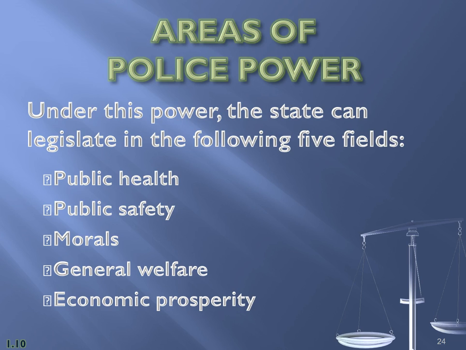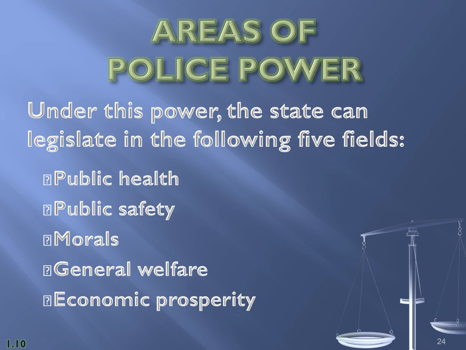So, areas of police power. Under this power, the state can legislate in the following five areas: public health, public safety, morals, general welfare, and economic prosperity. Those are things that the state can regulate. Now, your important one would be number 2, which would be public safety. So the states can regulate the laws, if you will, or the powers that the police have, from state to state. And that's why you have some police powers that you could maybe exercise in this state versus some that you couldn't in another.